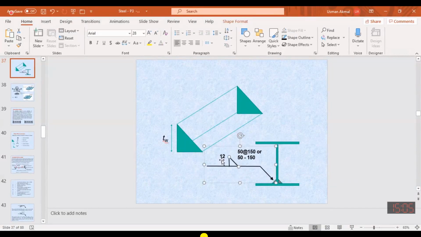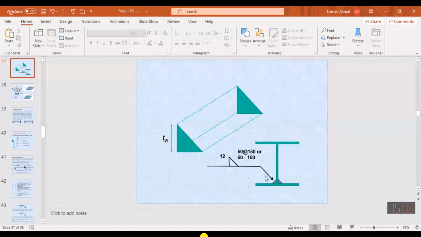This symbol is supposed to be on the downward side. This indicates that this weld has a thickness of 12 millimeter, the length of the weld will be 50, and it will be provided at a pitch of 150 millimeter. The center of one weld to the center of the other weld will be 150. So an intermittent weld of thickness 12 mm, whose length is 50 millimeter and pitch is 150 millimeter, is provided.